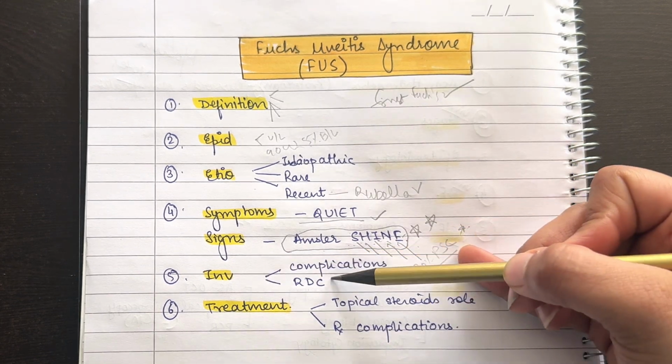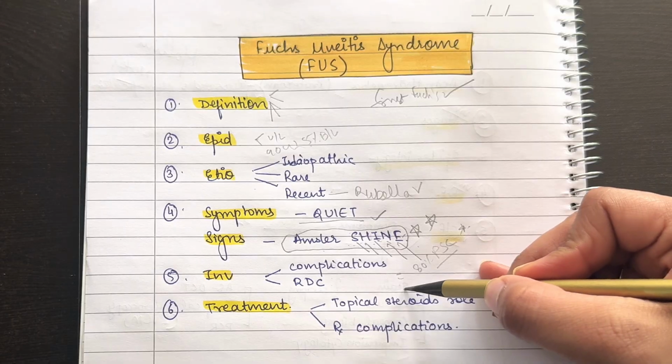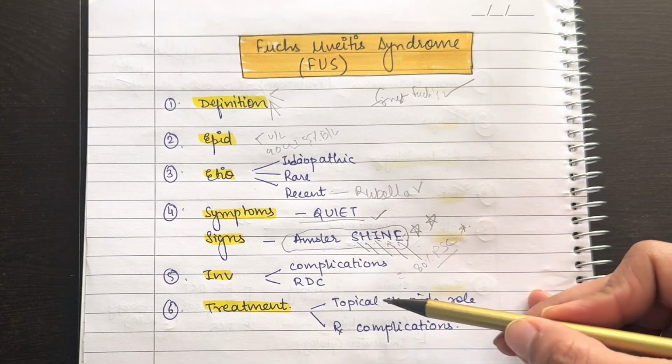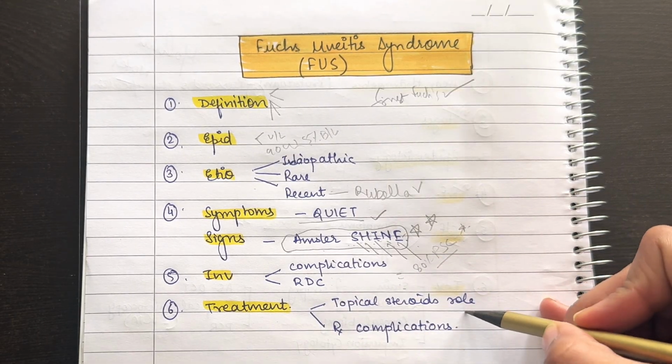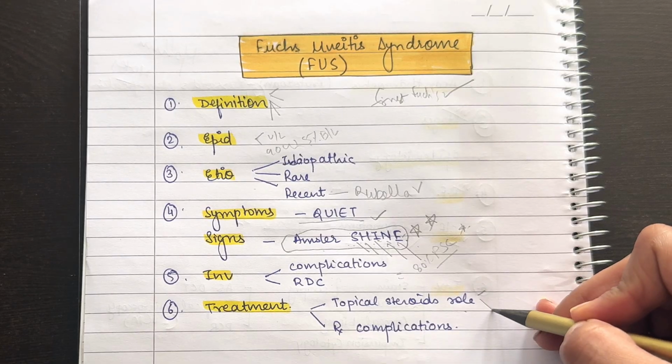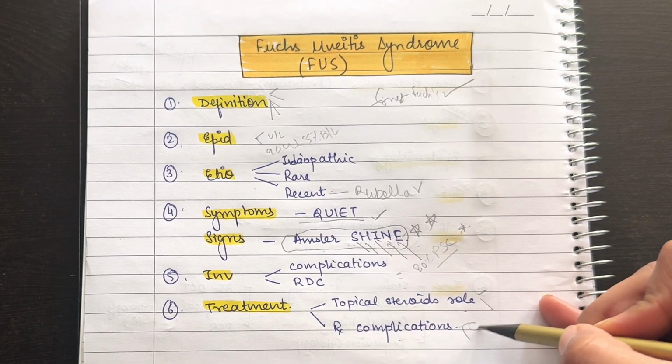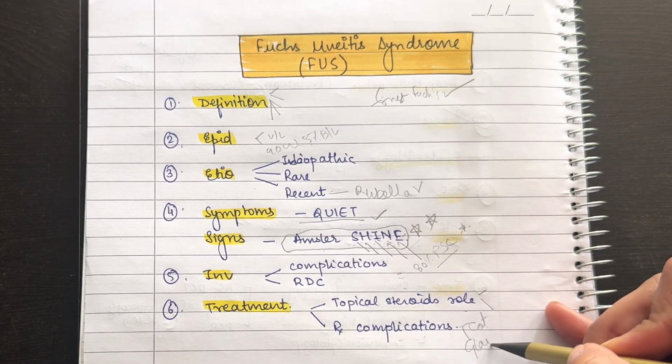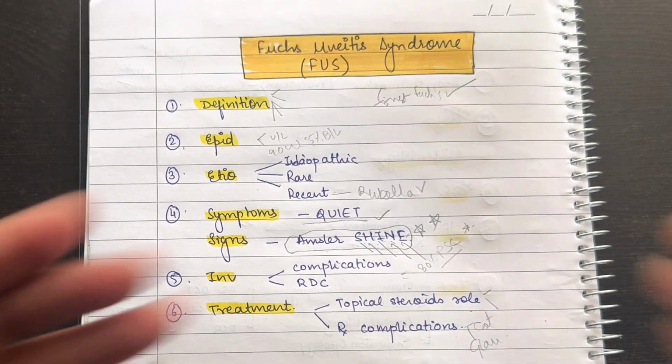Investigation, I told you, just mention the names of investigation and treatment. Write the role of topical steroids, that you give them but not for long term, and you treat complications like cataract and glaucoma. So here we have completed. So if an examiner is talking about Fuchs, get ready for the next questions like Amsler sign, and remember SHINE for the sign. Before we finish, let me ask you one thing.